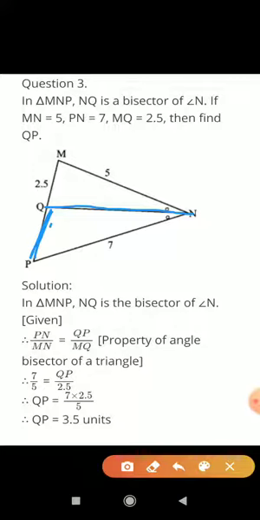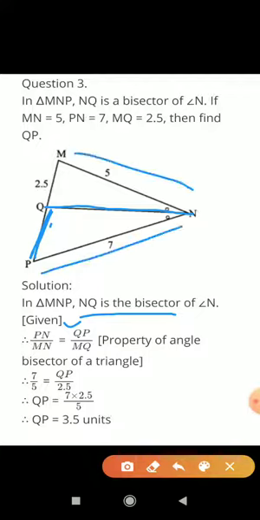NQ is the bisector of angle N, it is given in the question. Then according to the angle bisector theorem, we have the ratio. We can write the ratio PN upon MN is equal to QP upon MQ. And what is the reason? Property of angle bisector of a triangle.